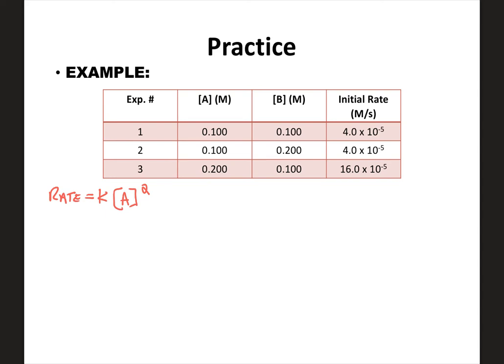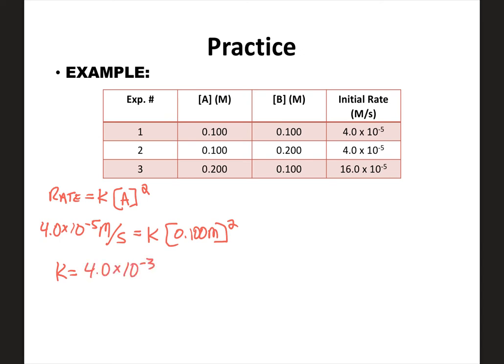So when I plug in, I have 4.0 times 10 to the minus fifth molar per second. Pay attention to your units here. Equal to K times the concentration of A in experiment 1, which is 0.100 molar, and it's squared. All right, so now you're just going to solve for K here, but watch your units. When you do your math, you get 4.0 times 10 to the minus third.